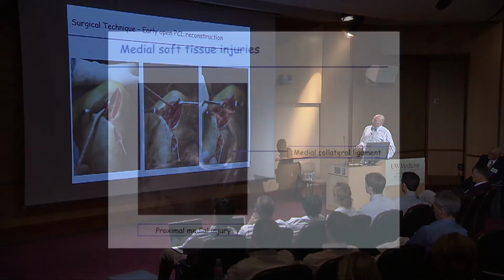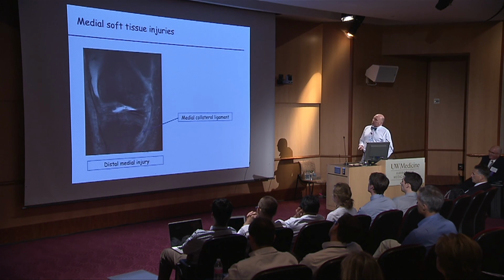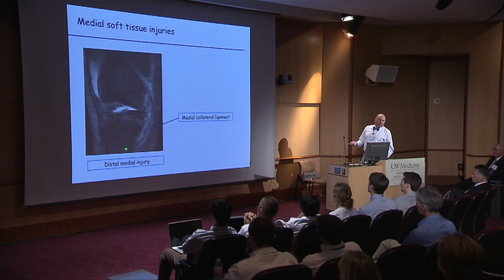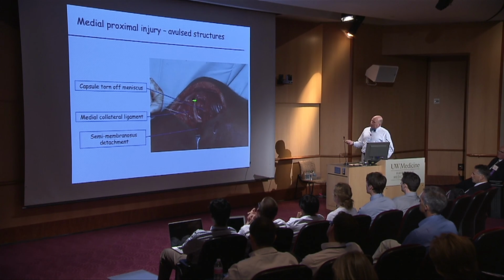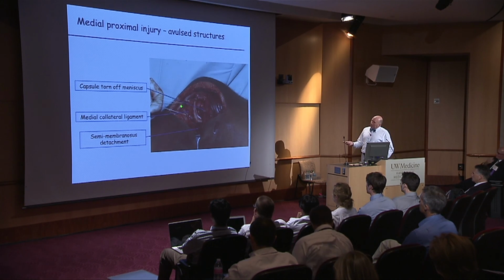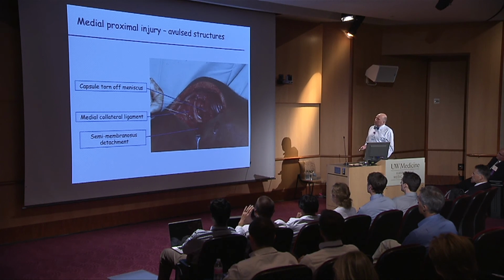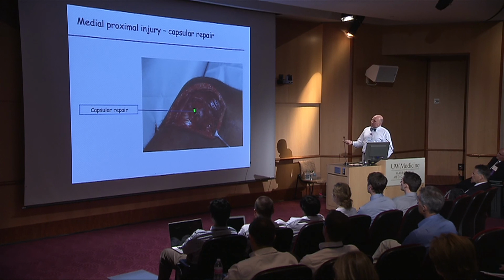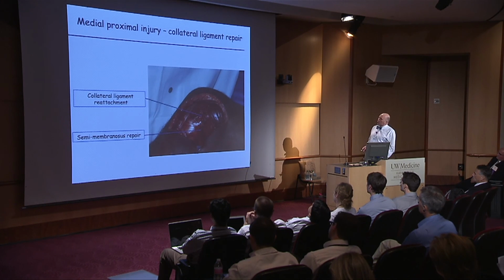Now, if you look at the collateral ligament injuries, they're often avulsion injuries, and you can see this is a proximal medial collateral ligament avulsion. This is a distal medial ligament injury, so the MRI scan gives you a window into how to reattach these, and this is a typical proximal injury where the capsule's been avulsed, the deep and superficial ligaments have been avulsed, and the semimembranosus has been detached. And you can repair all those relatively easily. So here's our capsular repair. Here's our collateral ligament reattachment and our semimembranosus repair, and you get a restoration of relatively normal anatomy.